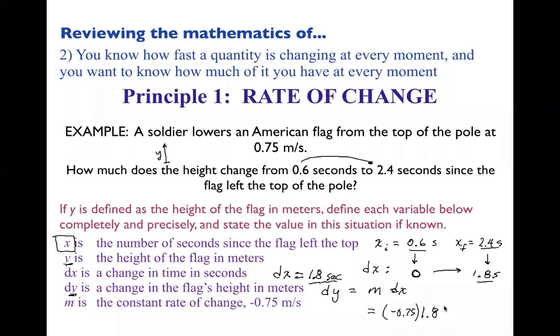Anybody have that number, whatever that is? And that's going to be negative 1.35. So in this scenario, dx, we could say is 1.8. It varied from 0 to 1.8, and then at 1.8, the change in the flag height was negative 1.35 meters, or it came down 1.35 meters. Okay. Anybody have a question?